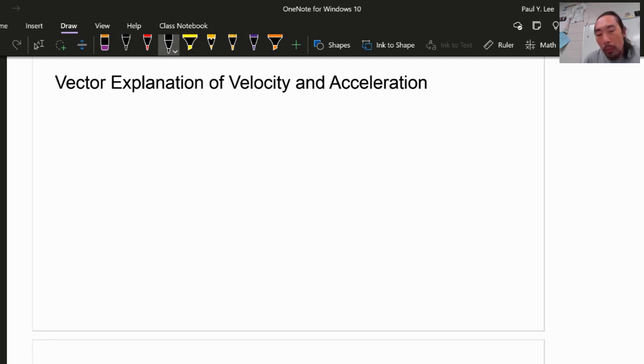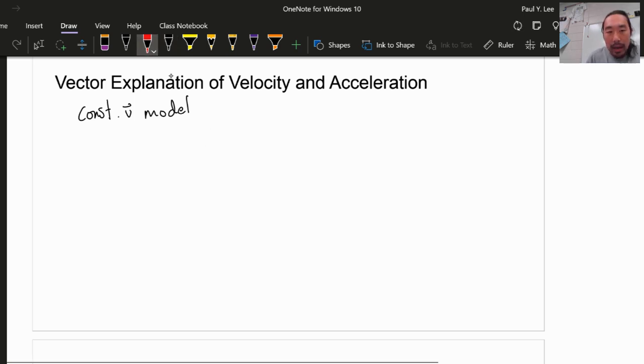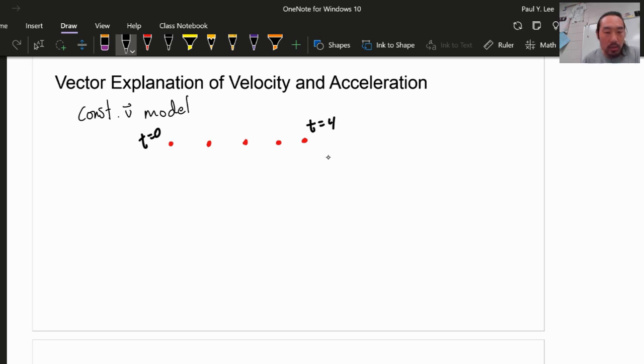So the first model I want to show is called the constant velocity model. Meaning, I'm going to represent an object's position as dots. So let's say we have an object there at time 0 seconds, and the object goes here at 1 second, 2 seconds, 3 seconds, 4 seconds. So there's a total of 4 seconds. And just so that we remember, this is 0, and this right here is 4 seconds.